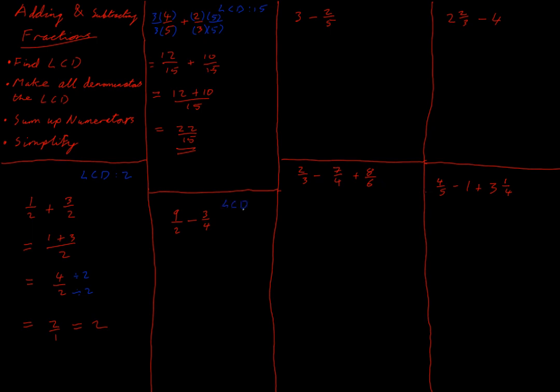So we're starting out by looking for the lowest common denominator. And we have 2 and 4 as our denominators. The lowest common denominator is going to be 4. We're looking for the lowest common multiple of 2 and 4. And now that we've got that, we are going to get all of our denominators the same.